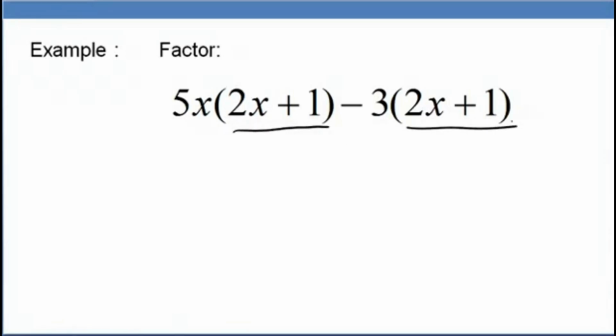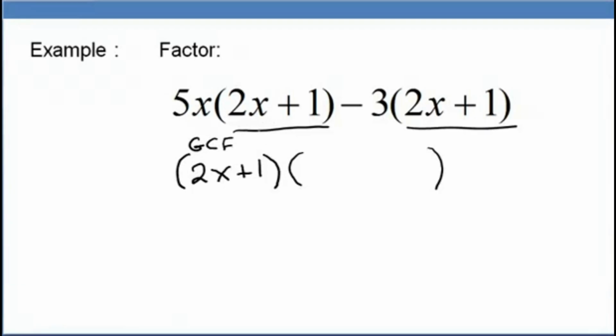So the 2x plus 1 is the same. We can take it out. That is our GCF. And then to get back there, this was only 2 terms because terms are separated by the signs. So our GCF is on the outside.